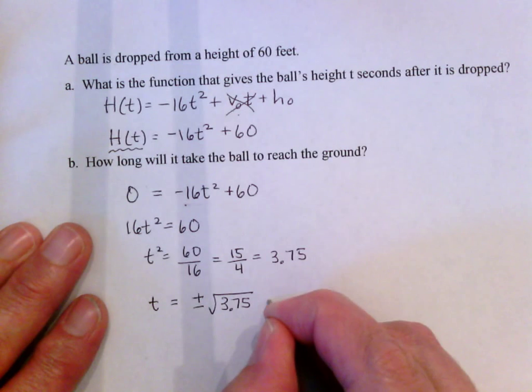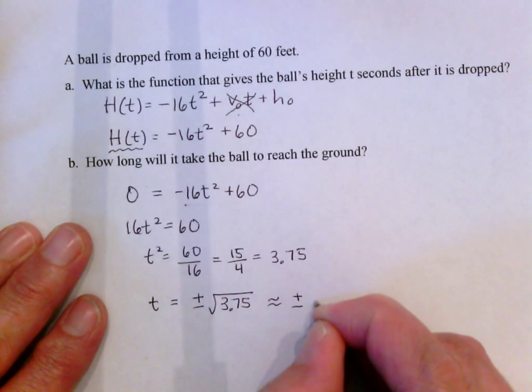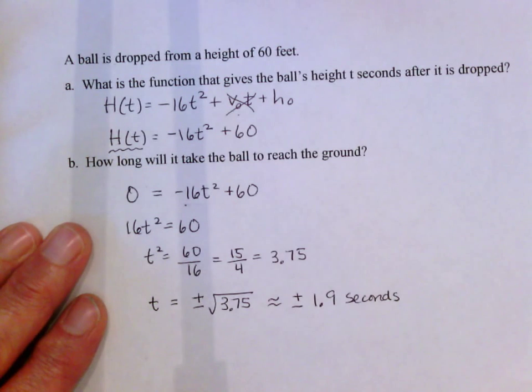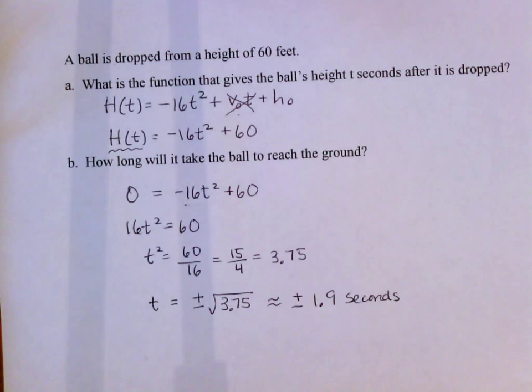Since we're in a context, let me just go ahead and get the approximation, which is 1.9 seconds. But again, since we're in a context where t is time after the ball is dropped, we are going to end up discarding the negative answer here and just say a positive 1.9 seconds after it's dropped is when it's going to reach the ground.